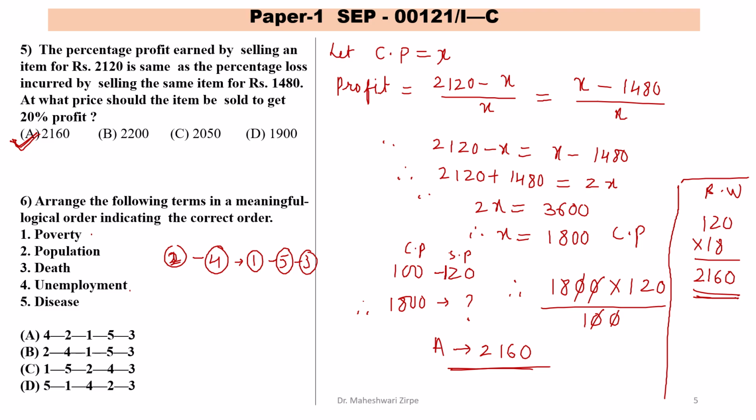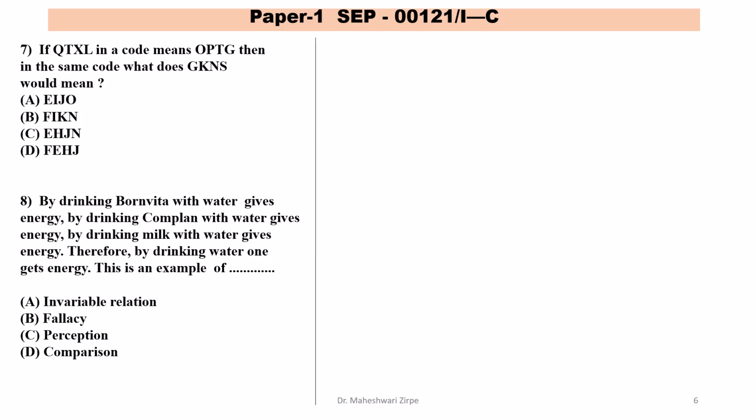So have they given this option? Yes, B option. So the correct option is B. Okay, first will be population, because when the population increases, what will happen? Unemployment will increase. So this logic you have to apply for such questions and try to solve them.